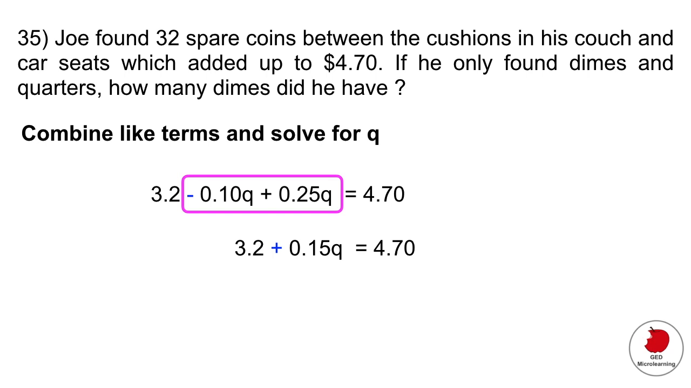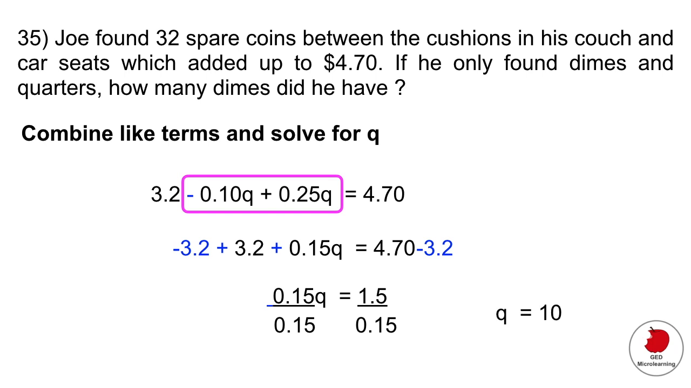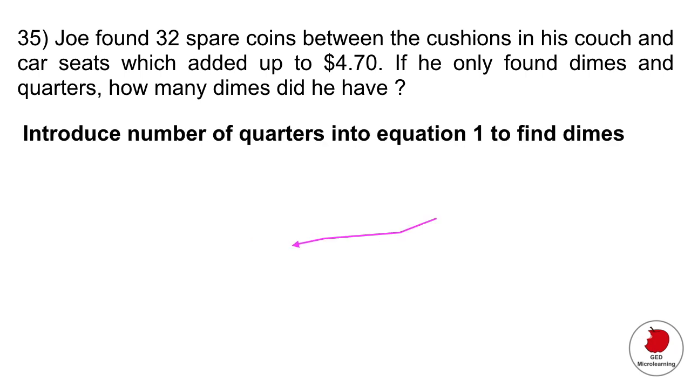All right, and now what we want to do is what we always do. We want to isolate that Q on the left side of the equation, and we're going to do that by subtracting 3.2 from both sides. Then we end up with 0.15Q on the left side and 1.5 on the right side. And now to isolate that Q value, we're going to divide both sides by 0.15. That gives us that Q is equal to 10. So he had 10 quarters.